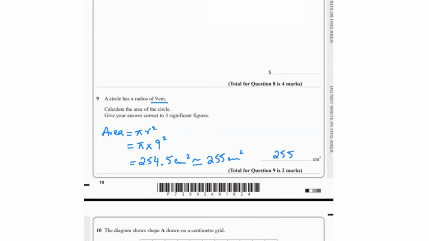Then question 9 says a circle has a radius of 9 centimeters. Calculate the area of the circle. So the formula for the area of a circle is pi r squared. Radius is 9, so we do pi times 9 squared, which is going to give us 254.5 square centimeters. We want the answer to 3 significant figures, so we will round this to 255 square centimeters. That's the area of the circle.